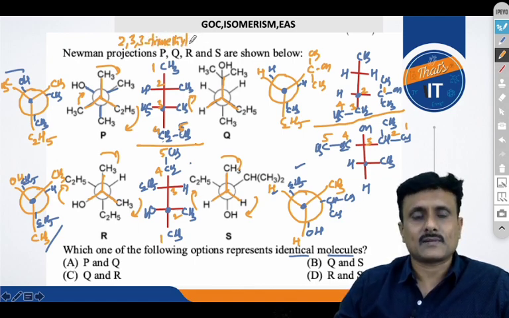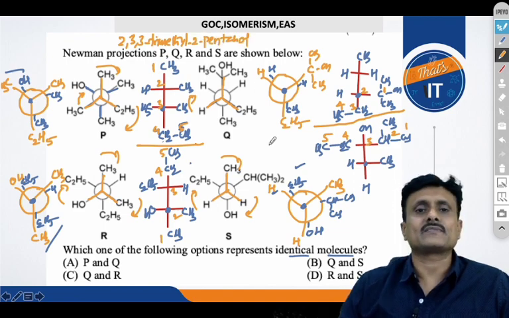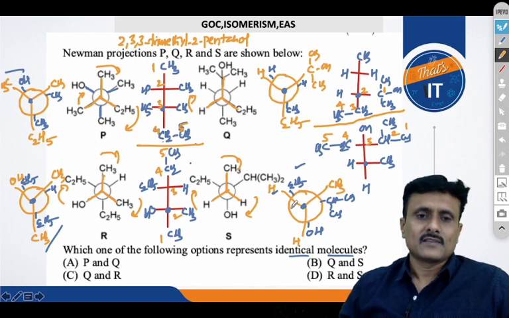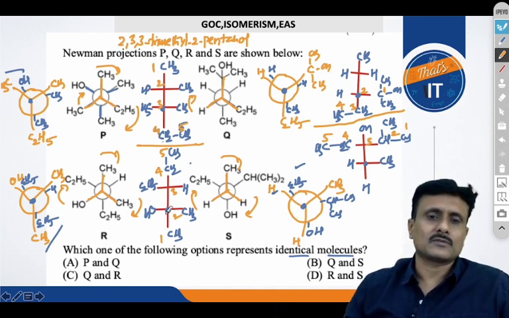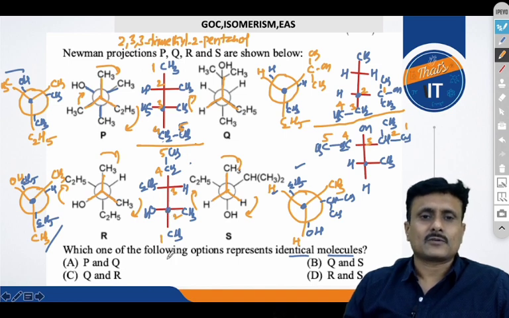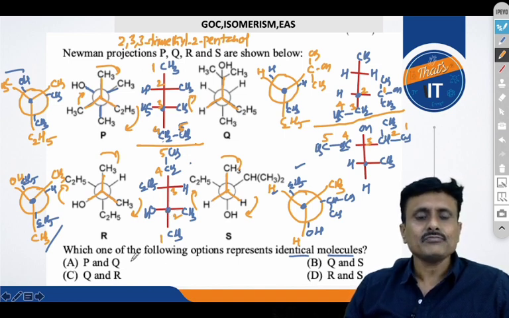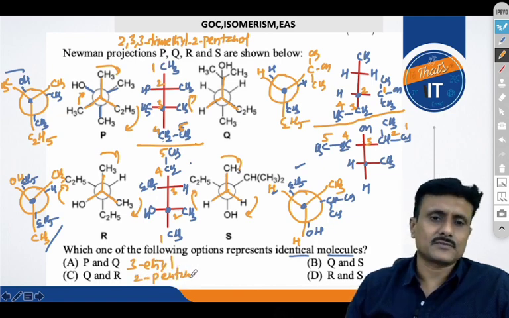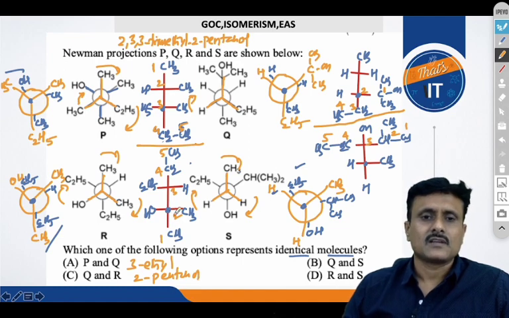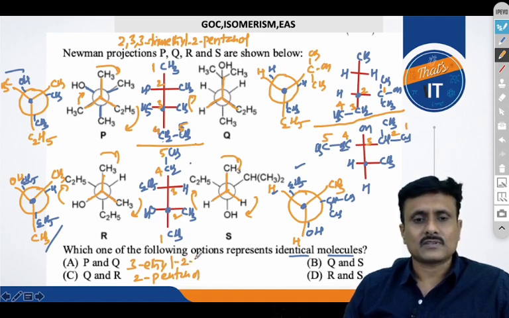Total number of carbon atoms are 5, so it has the pentanol group, isn't it? So the OH group is at second position. All right. So you can number this. You can name this compound also. Like you can see that this compound is 3-ethyl 2-pentanol. Is there any substitution? Yes, there is a substitution at 3-ethyl 2-methyl.